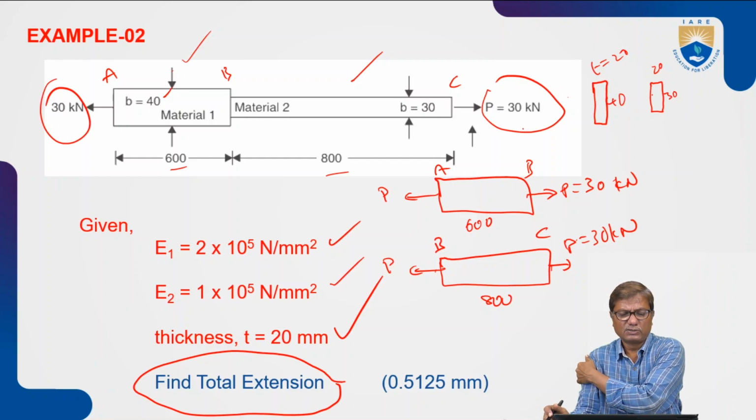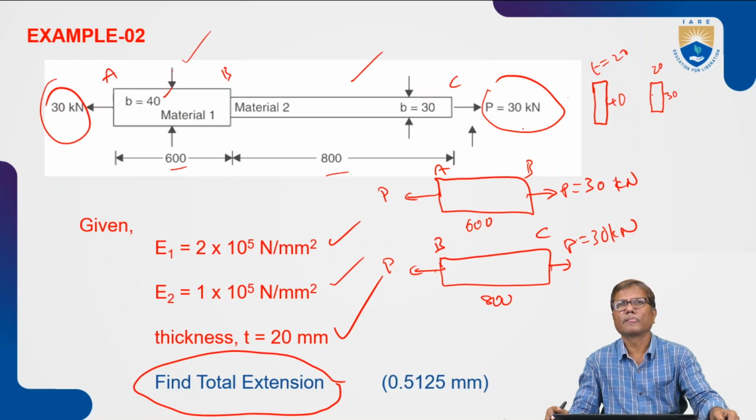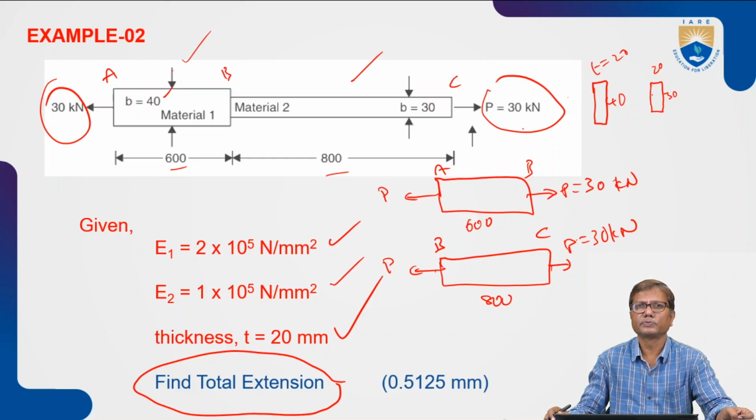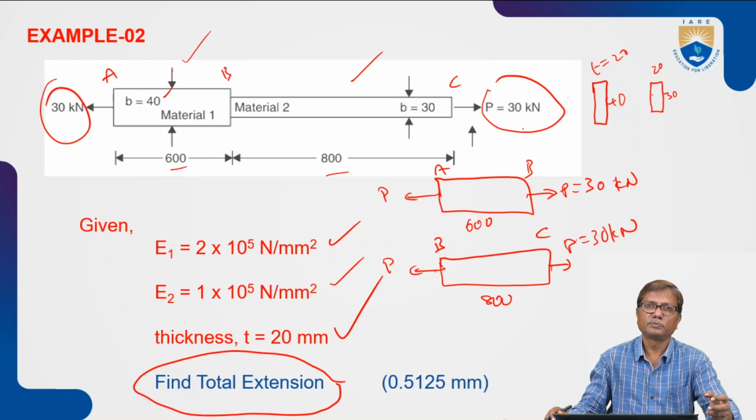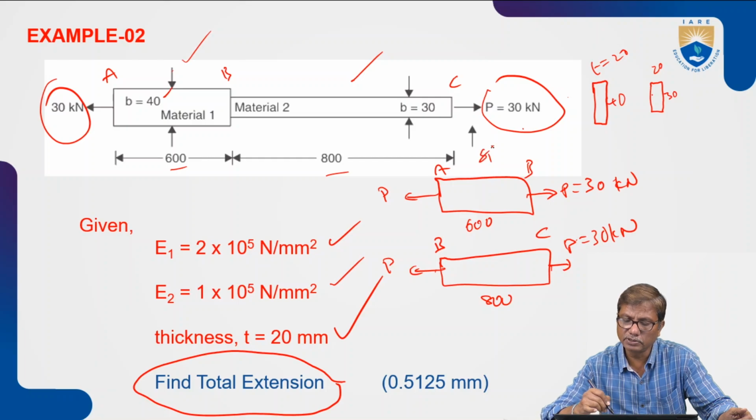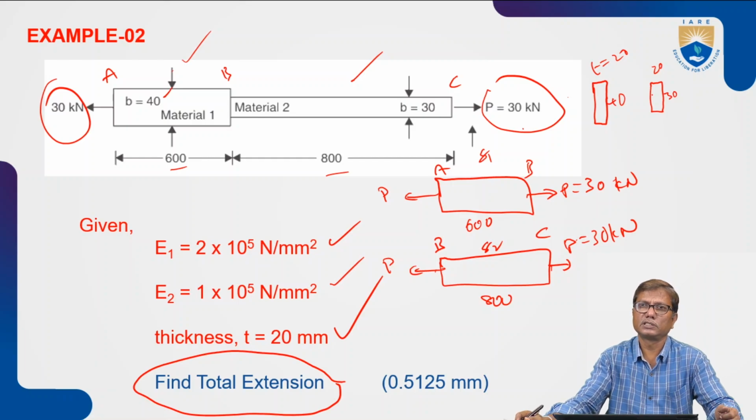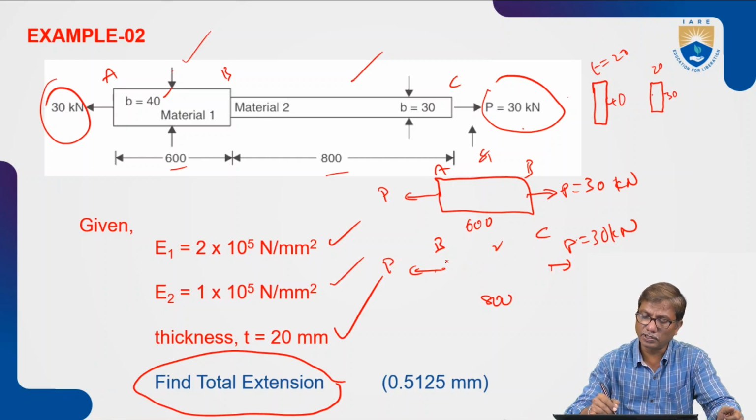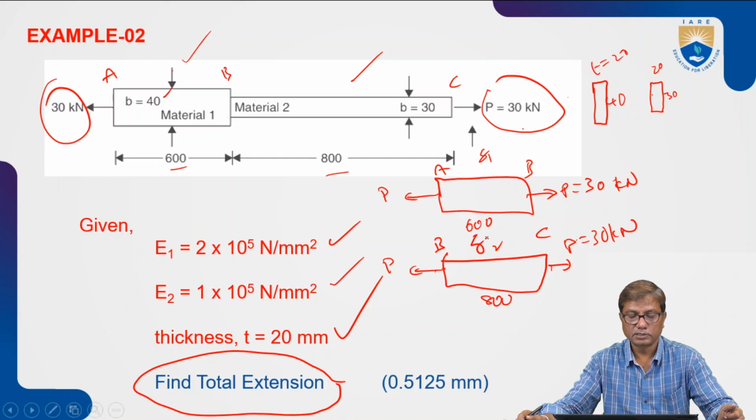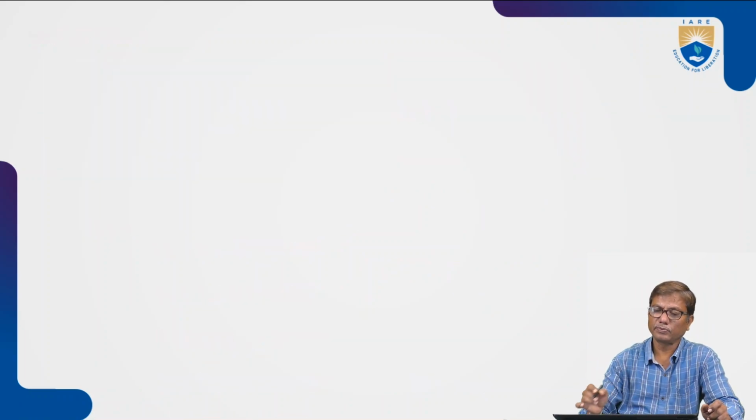So already we have seen what is the total extension for a bar with two different Young's moduli, two different materials, two different portions with different diameters. The total elongation is sum of the elongations of individual portions. Delta 1 plus delta 2. Okay. So what is delta 1?